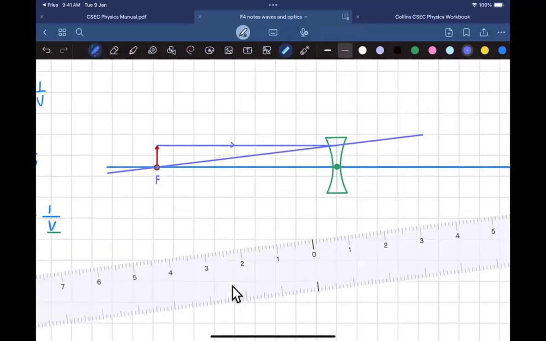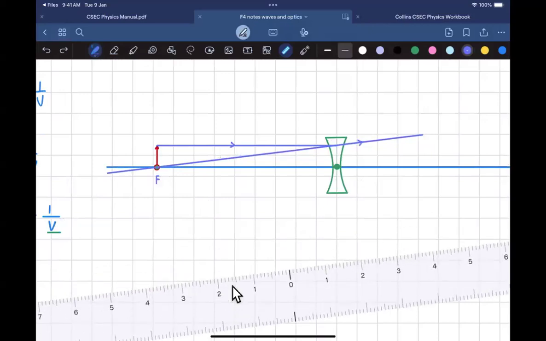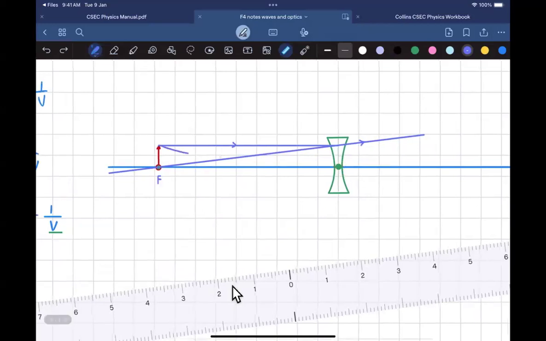And that's my first rule. What is my second rule? The light ray that passes through the optical center passes straight through without being refracted. Where's my optical center? Where is it? Right. Yep. So I'm going to draw a light ray from.